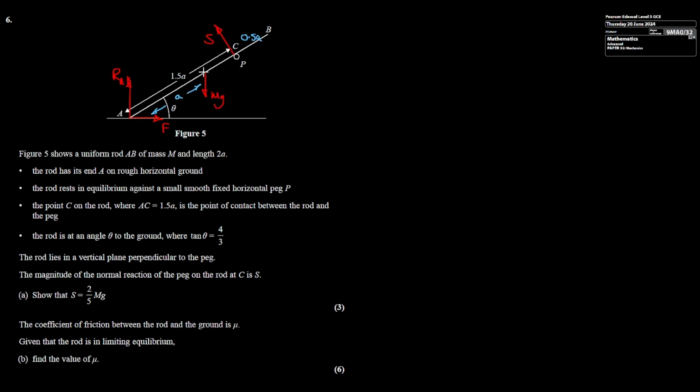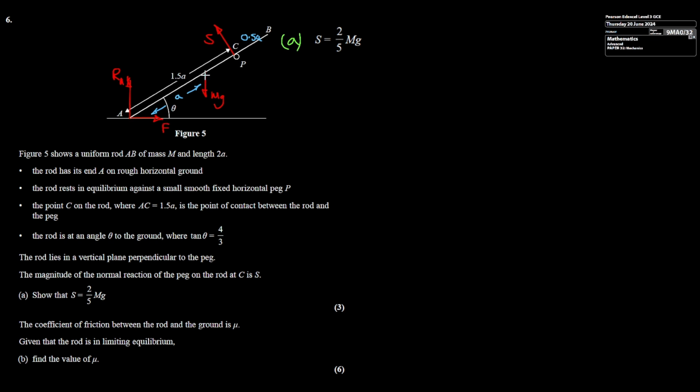Okay, there we are. I've got the mass of the rod at a distance of a away from point A. We've got a smooth peg offering this reactive force S, perpendicular to the rod, friction and reaction from point A. And in part A, we've been asked to show that S is equal to 2/5 mg. This is a moments question, and the best point to take moments is around the point A, which means we can ignore, for the moment, the reactive force and the friction force associated with that point.